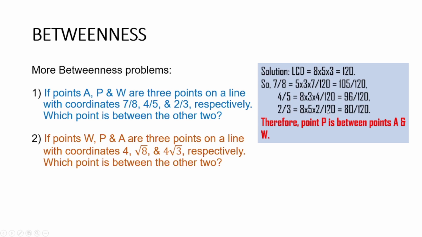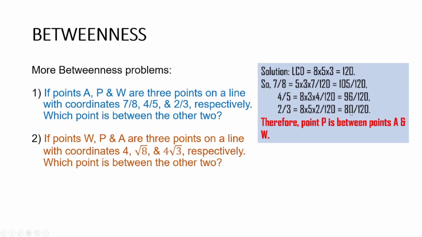So you need to review before you continue this part if you forgot how to find the LCD. So converting the 7 over 8 into over 120 is 105 over 120. Converting 4/5 becomes 96 over 120. Converting 2/3 becomes 80 over 120. We will just compare, class, the numerator.